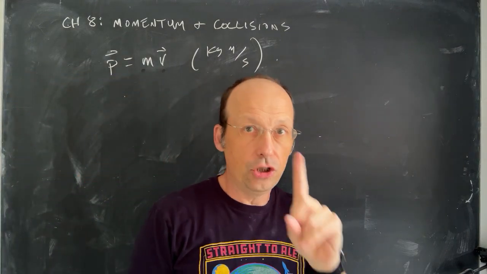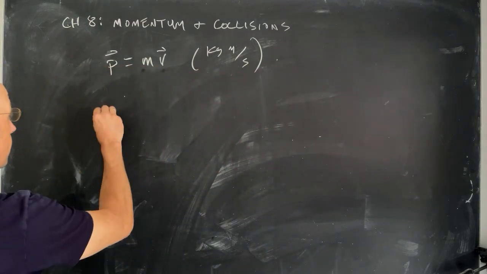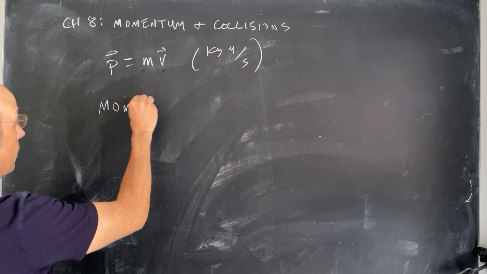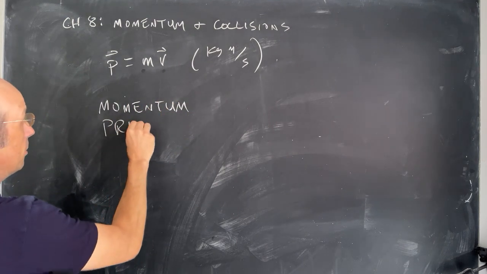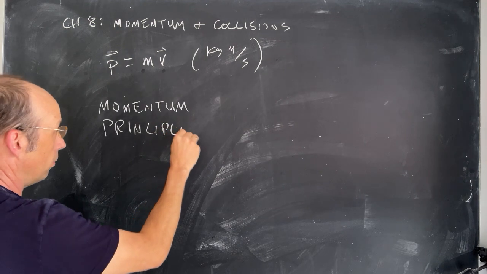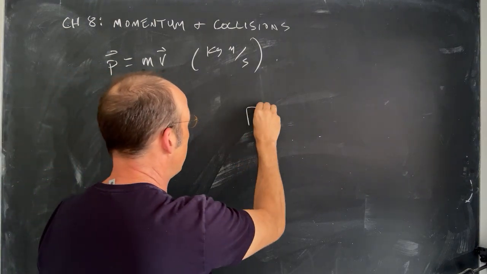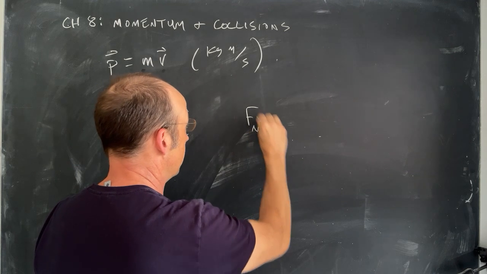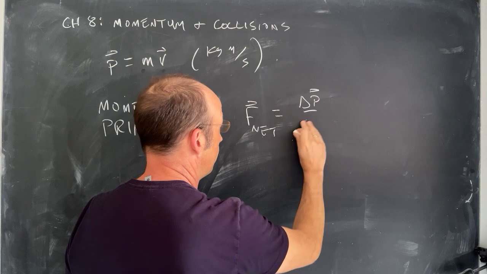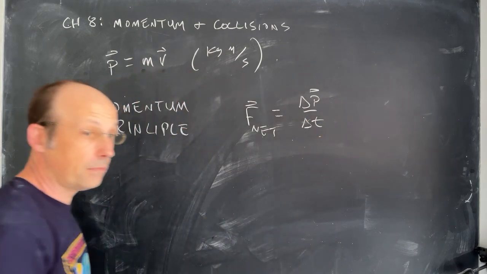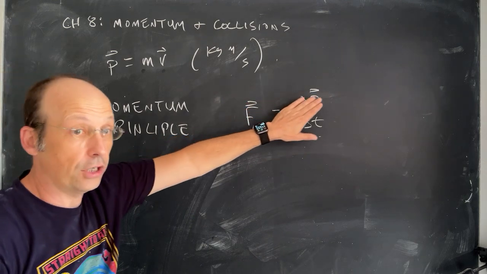Now, let's jump into what's called the momentum principle. It's a big deal, and in fact, there are three big deals in this semester. Principle, not POW. The momentum principle says that the net force on an object, F net, is the change in momentum with respect to time. That's the momentum principle. So if I apply a net force, it's going to change the momentum.